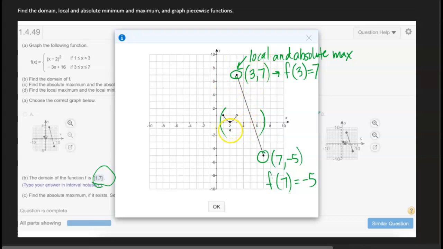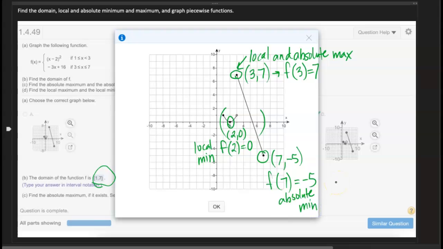And then for local minimum, I would not want to consider this point for the local minimum because it's at the endpoint of the domain. Instead, look within the function. Is there a place that's a minimum within the graph? And that happens here. At this point, there is a minimum. You see that the points surrounding it are higher. So it dips down right here. That is the point (2, 0). So we would write, again, in function notation, f(2) = 0 as a local min. And again, this one was the absolute min. And that's how those two were different.